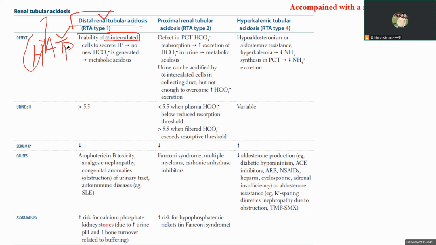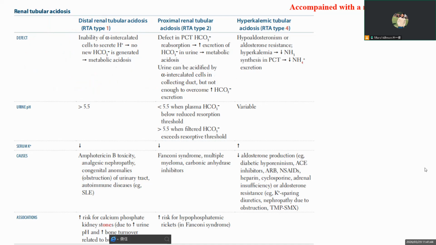And for every hydrogen ion they pump out, they generate a new bicarbonate and send it back into the blood via another exchanger, the bicarbonate chloride exchanger, which is present on the basolateral side. And you have to remember that the kidney in this way generates the new bicarbonate to replenish what was lost before.